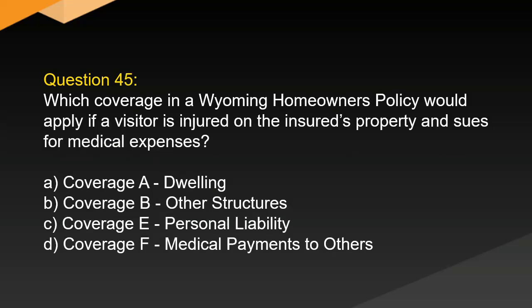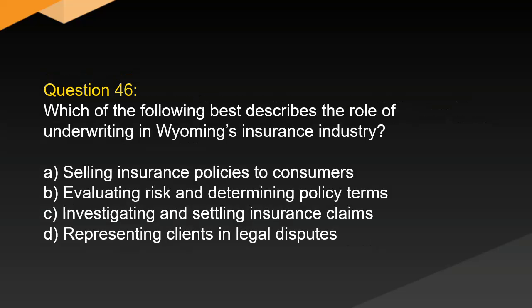Question 45. Which coverage in a Wyoming homeowner's policy would apply if a visitor is injured on the insured's property and sues for medical expenses? A. Coverage A, Dwelling. B. Coverage B, Other structures. C. Coverage E, Personal liability. D. Coverage F, Medical payments to others.